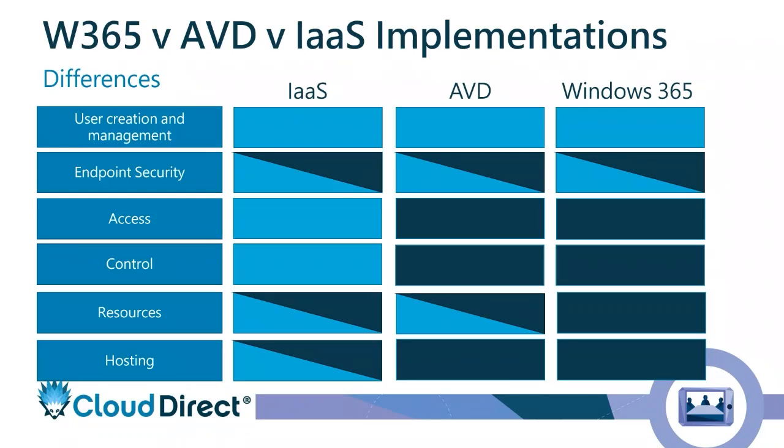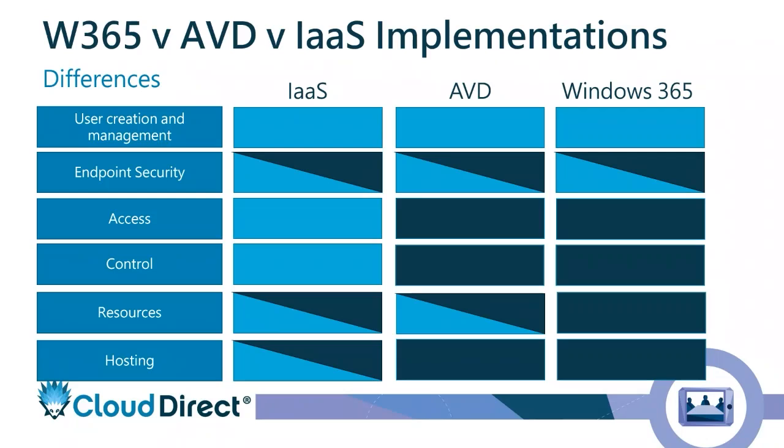Then we look at resources. So what can you run on these platforms? We're looking at things like host pools with pooled desktops. We're looking at personal desktops, application groups and individual remote apps. All of those are available from an IaaS implementation of Citrix and also from Azure Virtual Desktop. For Windows 365, it's just a desktop only.